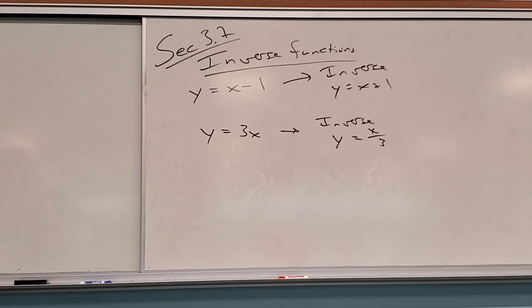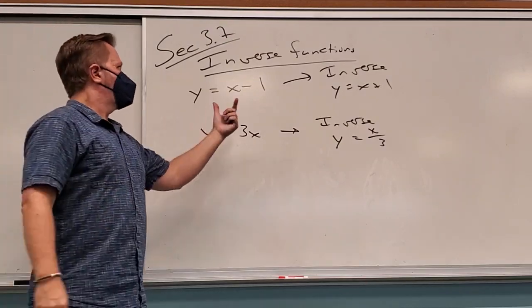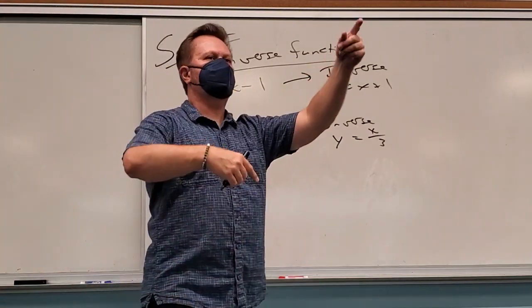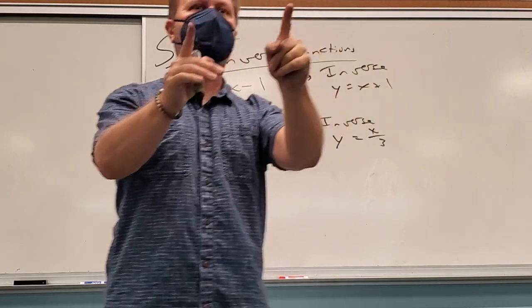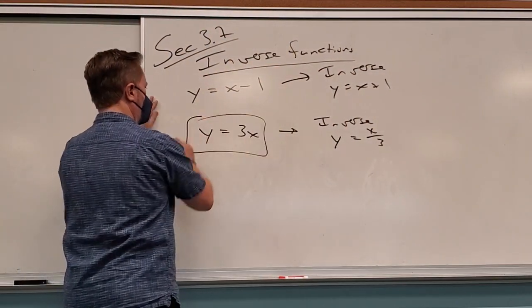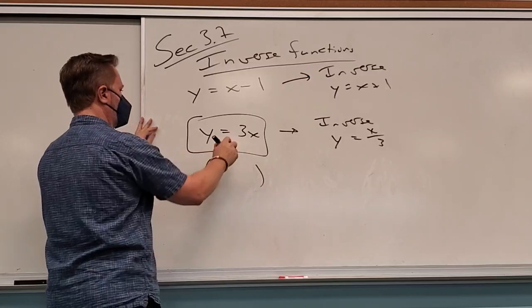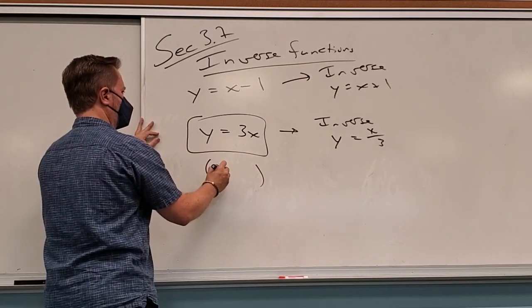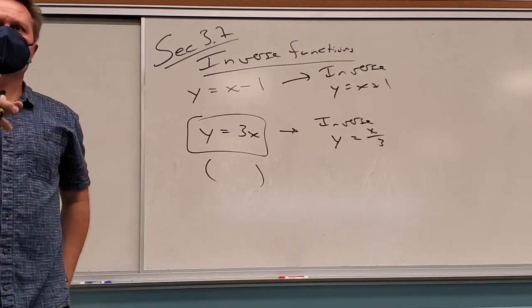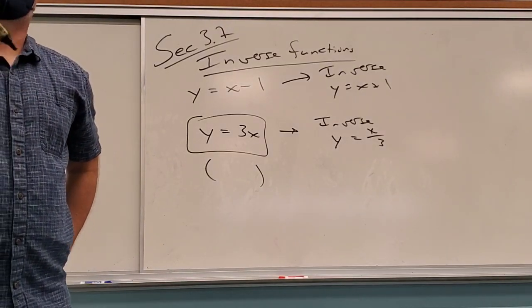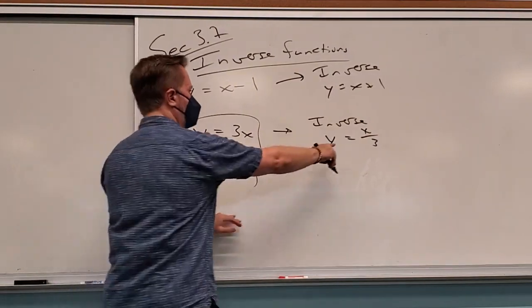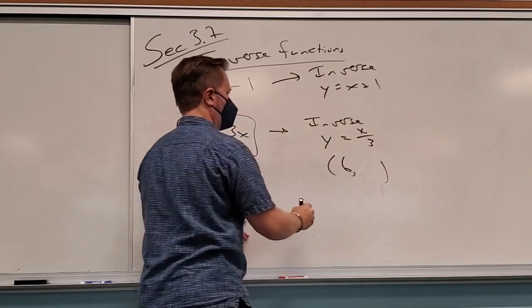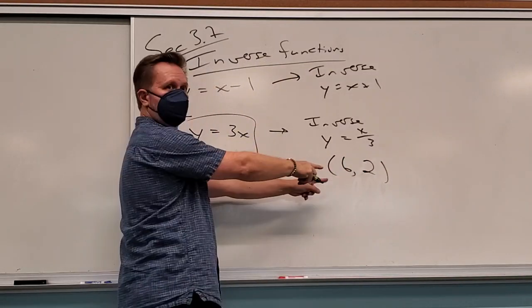One thing I want to point out. Whatever this function does, the inverse will undo it. Is that cool? That just makes sense, yes? Meaning, for example, let's use this guy. Give me a point that this guy goes through. Give me an input and an output. 2, 6. Okay, yes. What do I get when I put a 6 in here? 2. Do you see what happened?